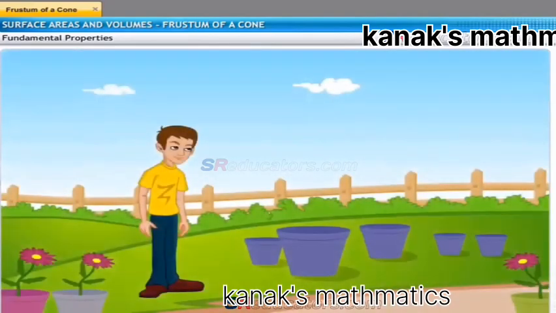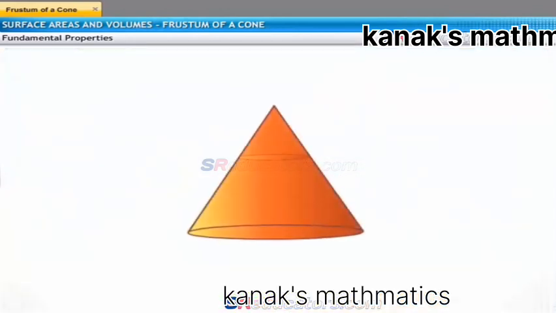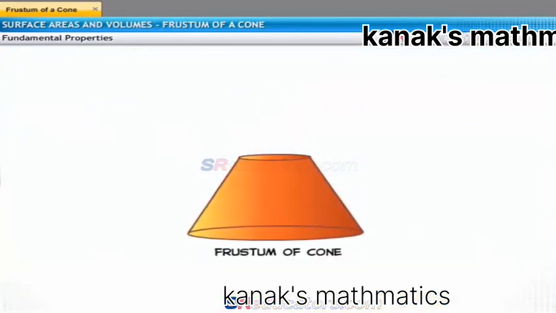Actually, Bucksack needs to buy enough paint to cover up the curved surface area of all the flower pots. The amount of soil he needs to buy equals the volume of all the flower pots. The flower pots that Bucksack has bought have a shape called the frustum of a cone. A frustum of a cone is created by slicing off the top of a cone.